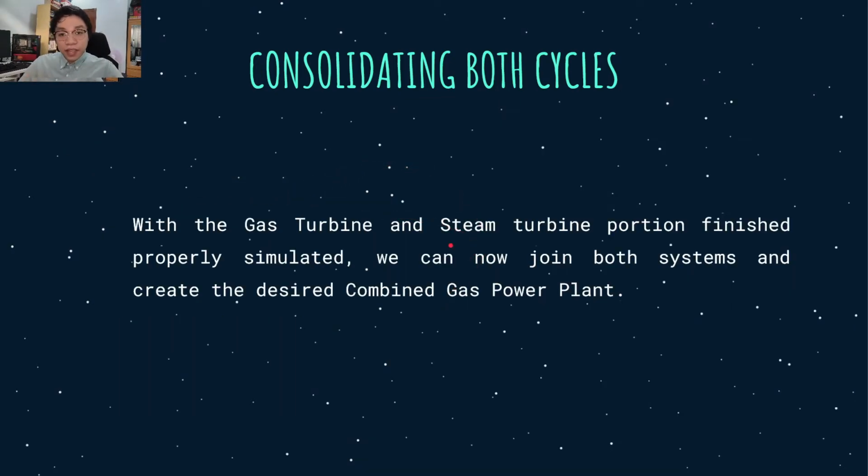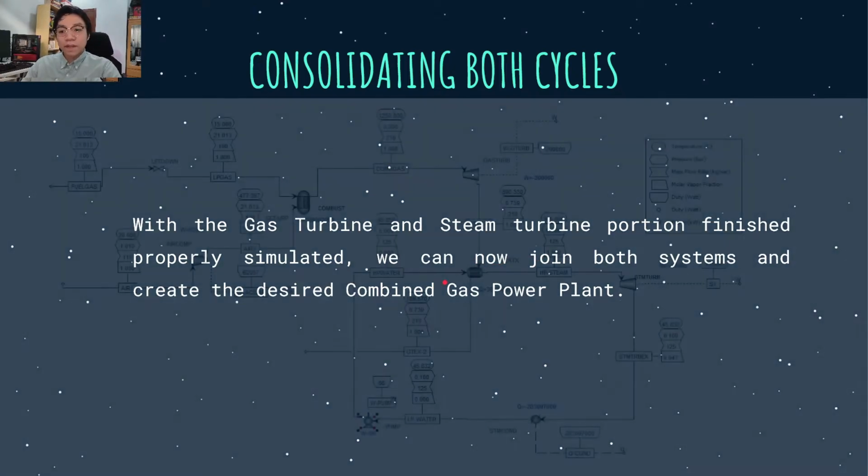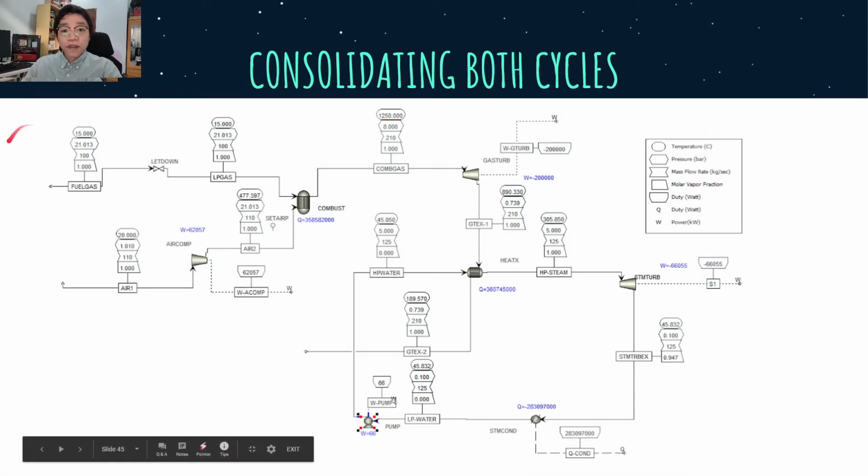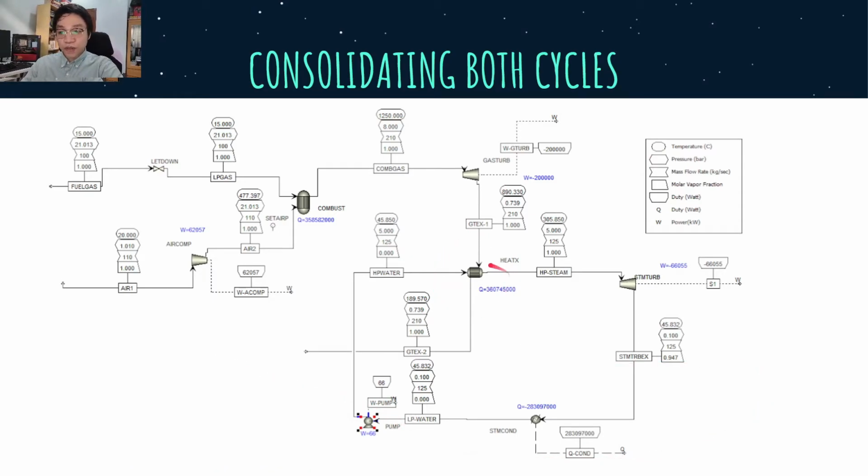So with our steam and gas turbine portions of the simulation connected, we can now run the simulation and create the desired combined gas power plant. On this slide, this shows the completed combined gas power cycle that we've completed on Aspen simulation. Our heat exchanger serves as the joint or the connection between the gas turbine and the steam turbine.